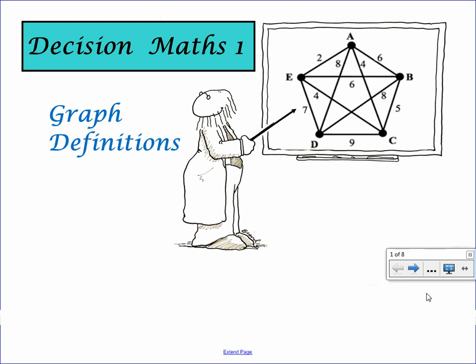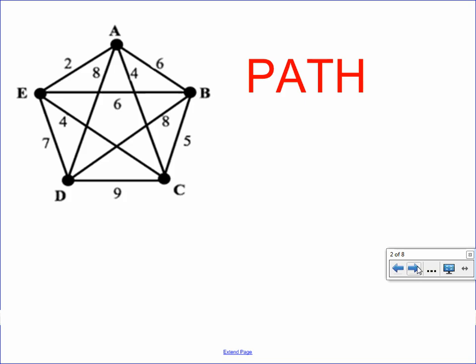Okay, so we're going to learn some definitions of words relating to graphs, and in D1, this that you can see in the top right, that's a graph. So not a graph like, you know, a graph like that. This is what we mean by a graph. Okay. So first one, a path.